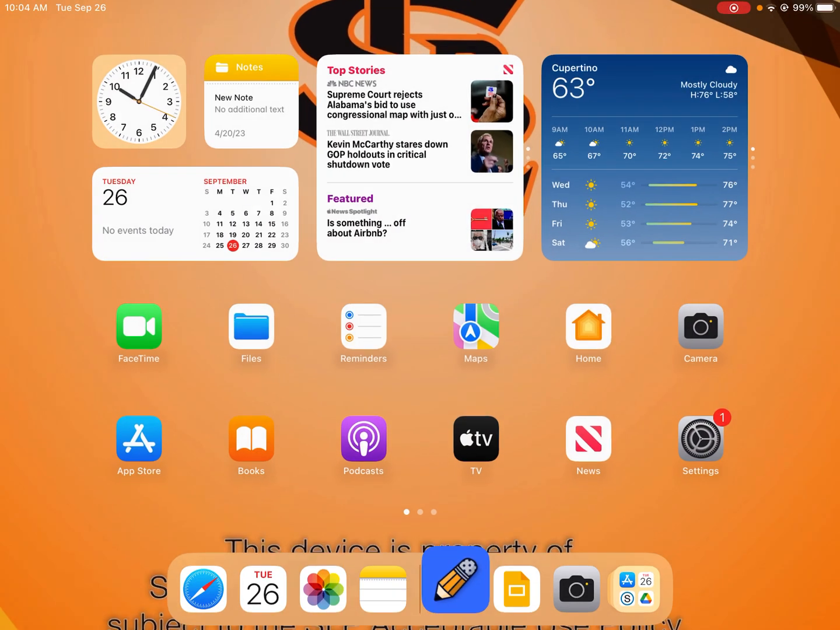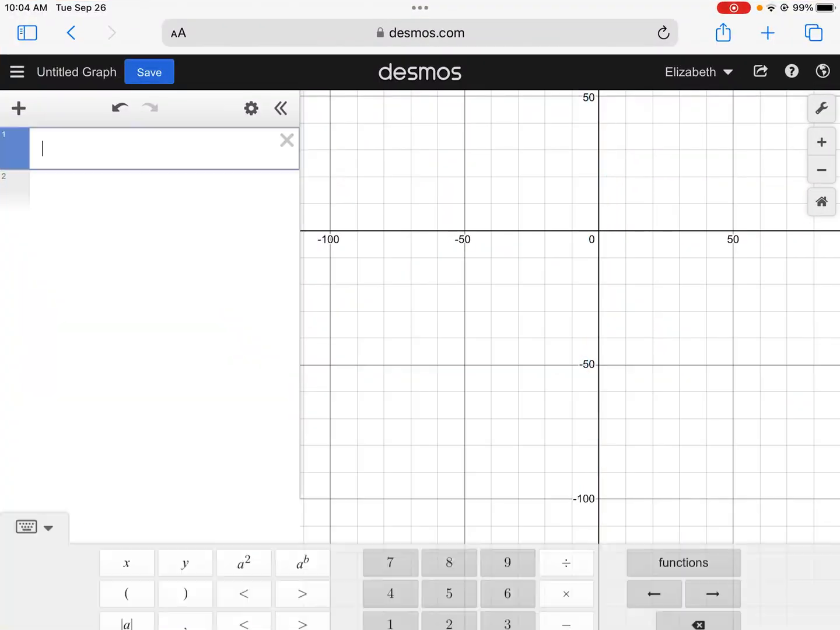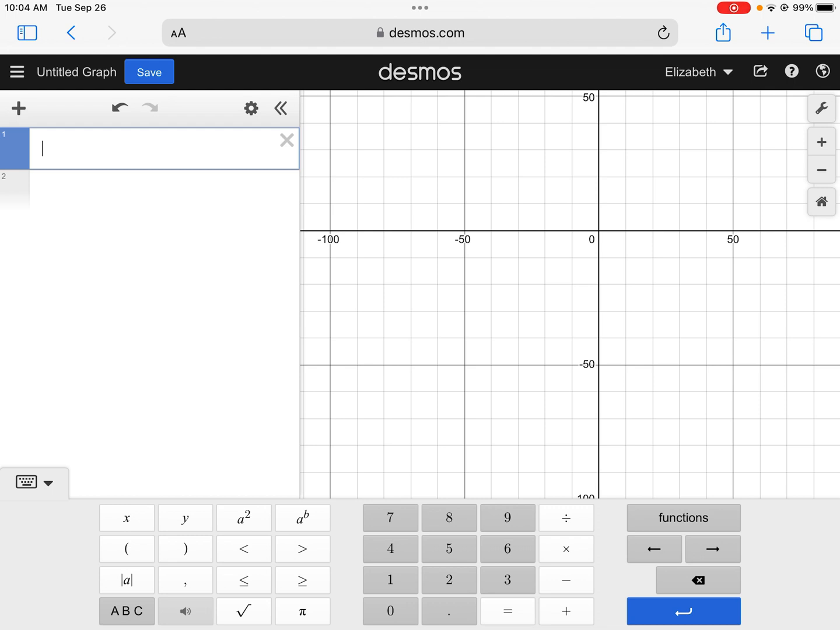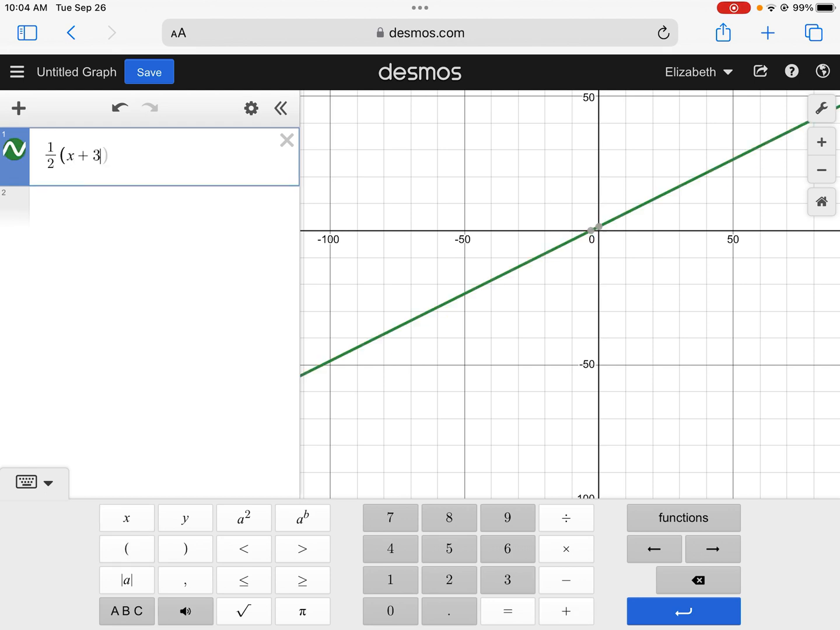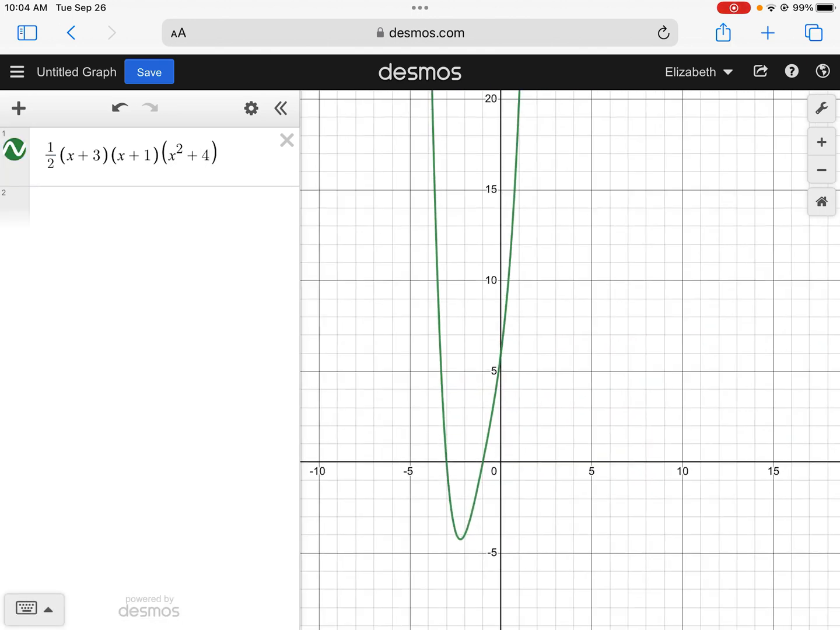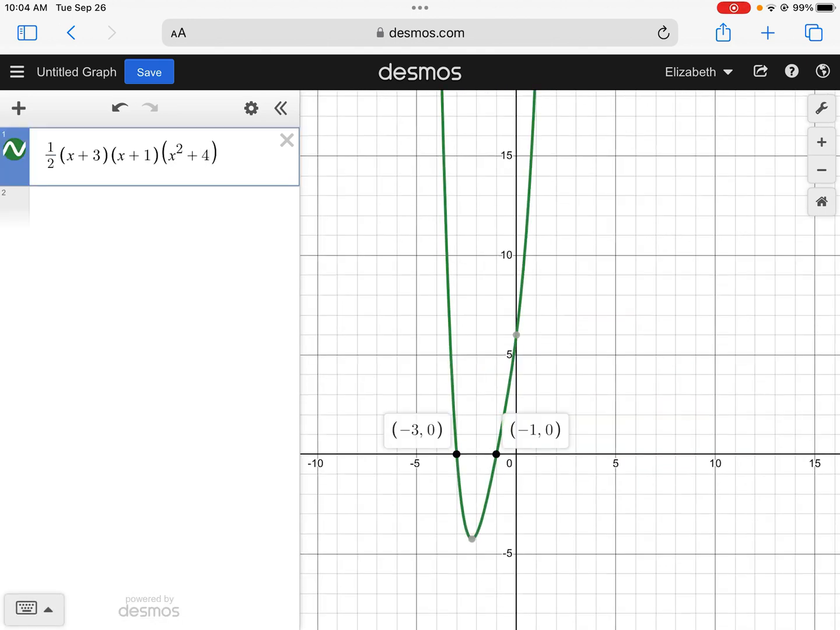All right, and then this last one, let's graph it. So we have 1/2. And then what do we have? X plus 3, so I bet it crosses at -3. And then we have x plus 1. And then we have x squared plus 4. So it only crosses twice, at -3 and -1.